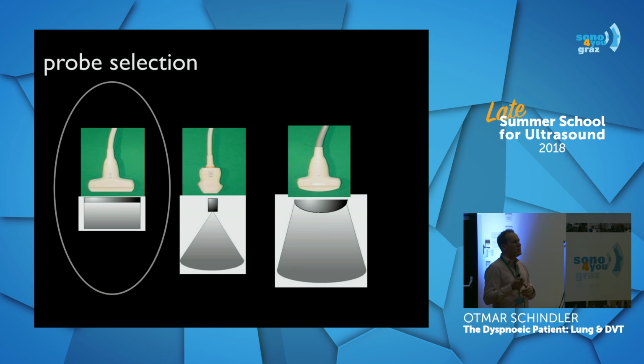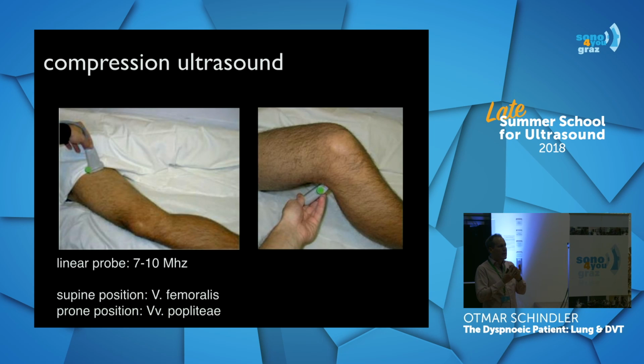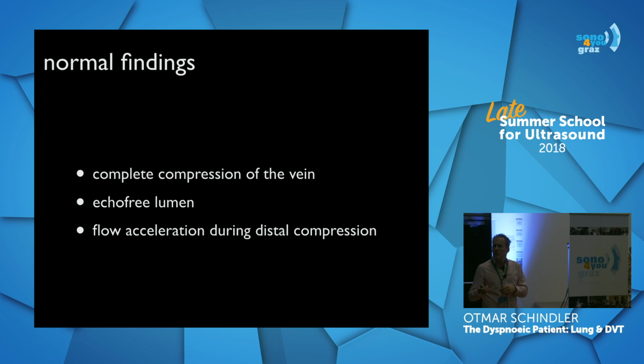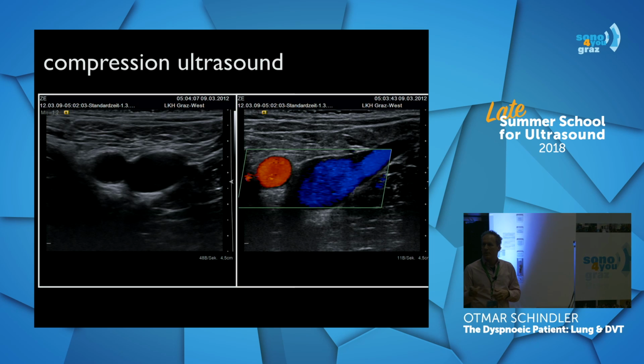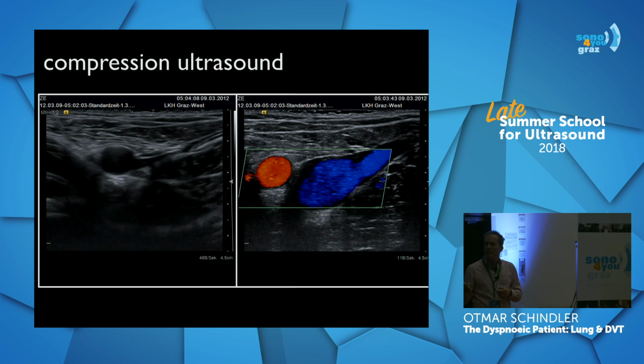Which probe do you use in this case? The best thing is to use the linear probe because you need the high resolution in the near field. Sometimes in very obese patients, it can be good to use the abdominal probe. So what do we find? Normally, the vein is compressible, the lumen should be free, and if you compress distally, there should be a flow acceleration if you're using Doppler ultrasound. So that's what it looks like.